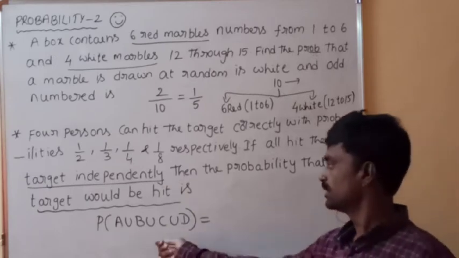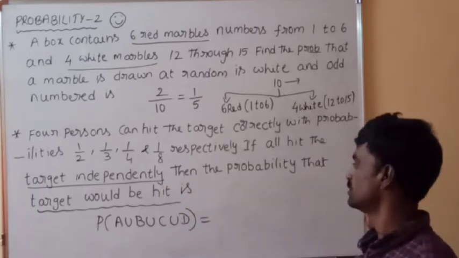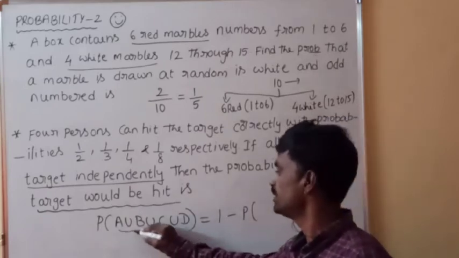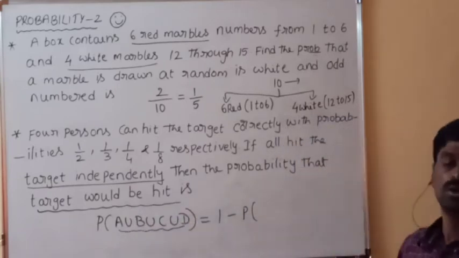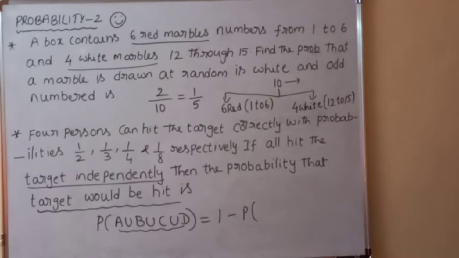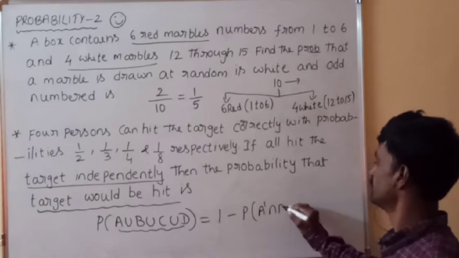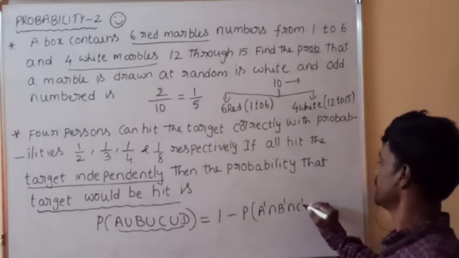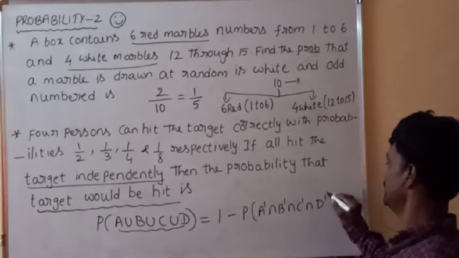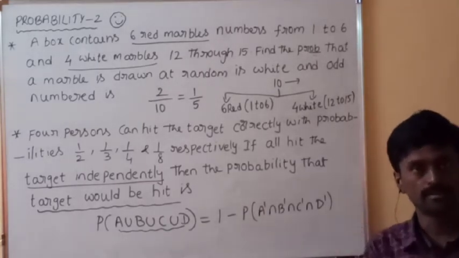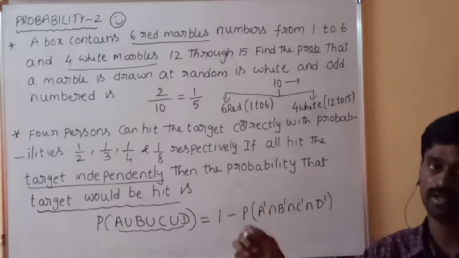That is, the required probability is equal to 1 minus the probability of the complement of this event. What is the complement of A union B union C union D? It is A dash intersection B dash intersection C dash intersection D dash. Probability of A is equal to 1 minus probability of A dash, isn't it?